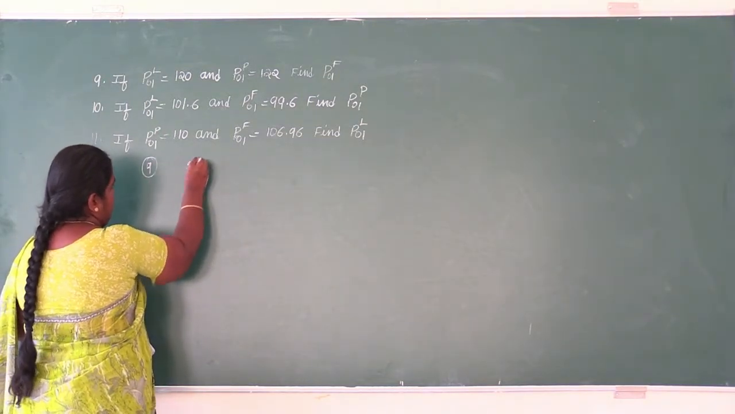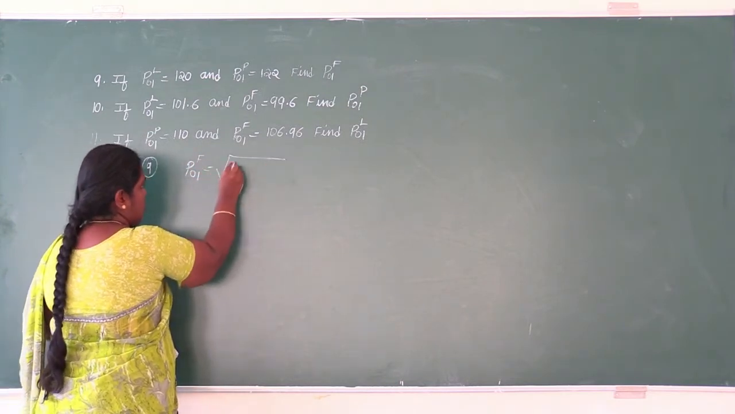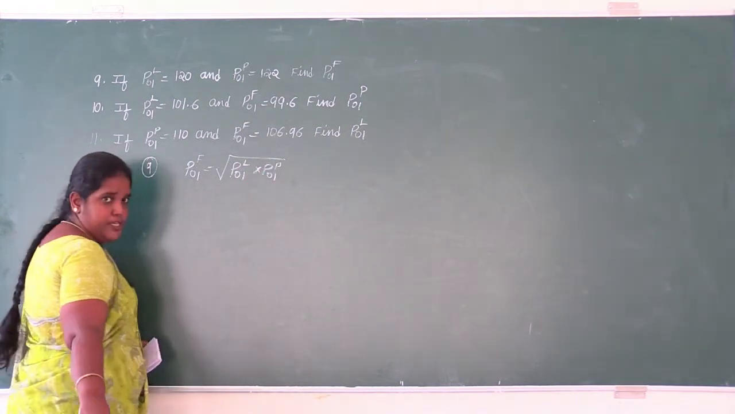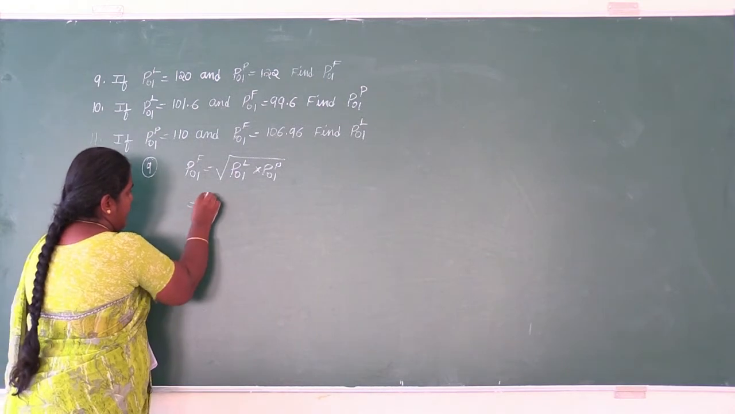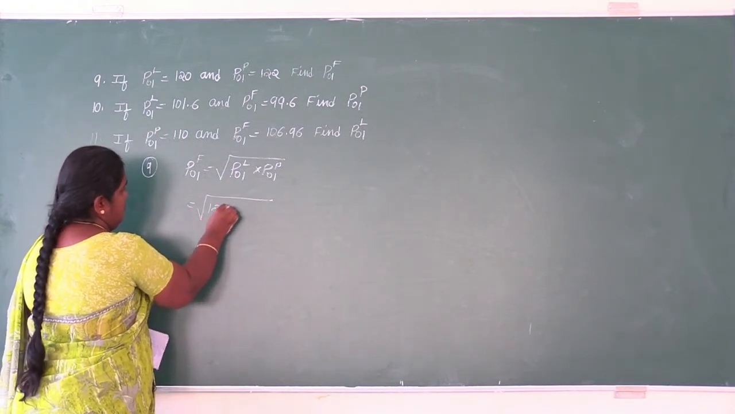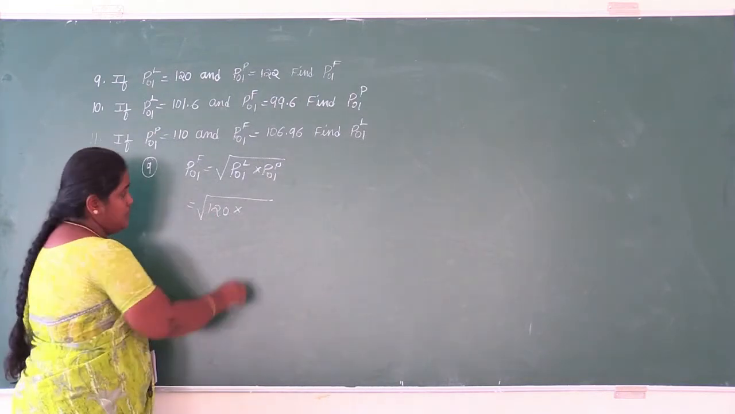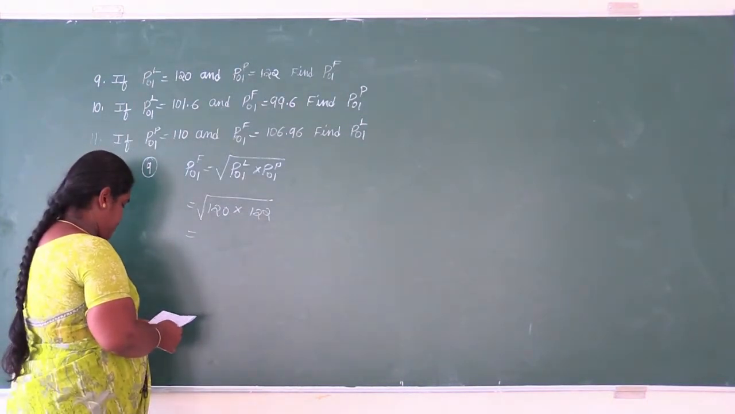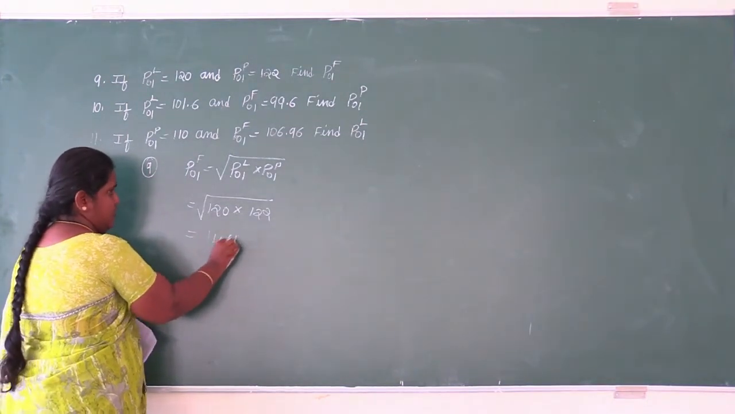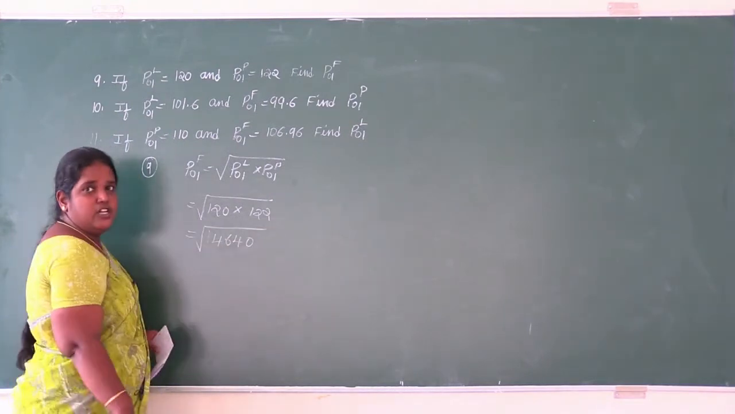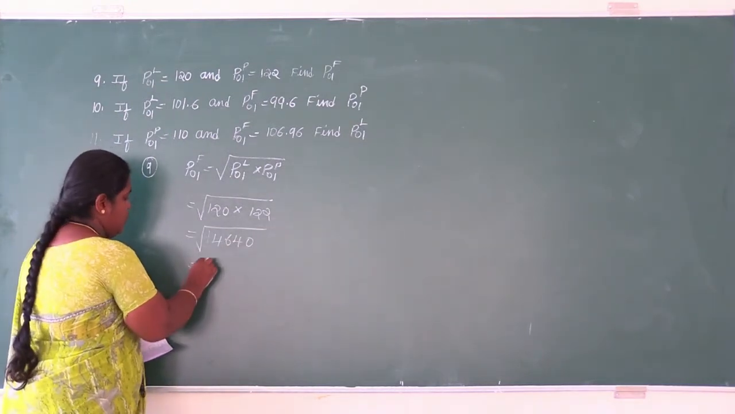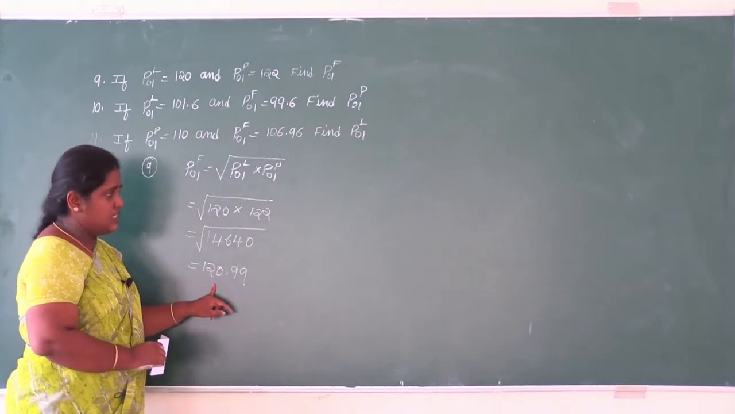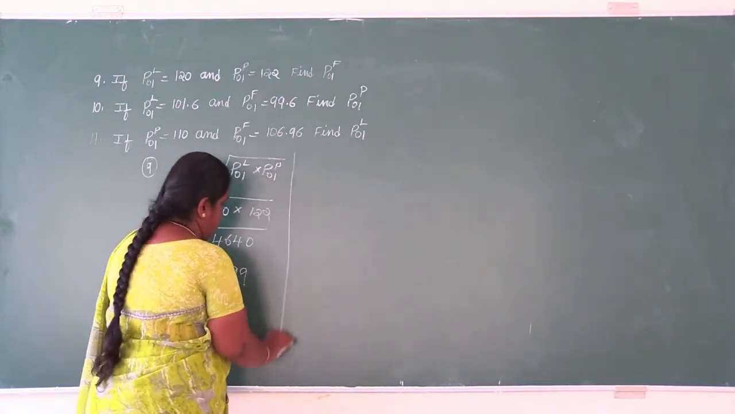So P01F equals square root of P01L into P01P. What is P01L? It is 120, into P01P, which is 122. So multiply 120 and 122, we will get 14,640. So the square root of 14,640 is 120.99. So this is the Fisher's price index number. The next problem.